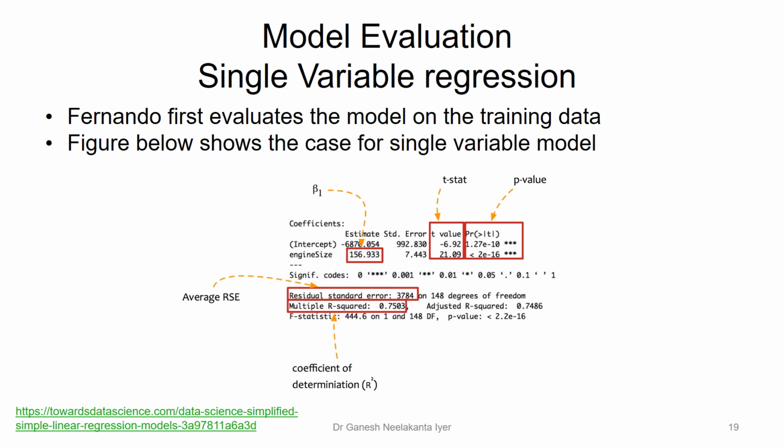So Fernando first evaluates a model on the training data. For a single variable, the result shows like this. You get your output and you're trying to compare that with the actual value, and some parameters used to evaluate the performance of regression metrics are things like residual standard error, multiple R squared error, etc.